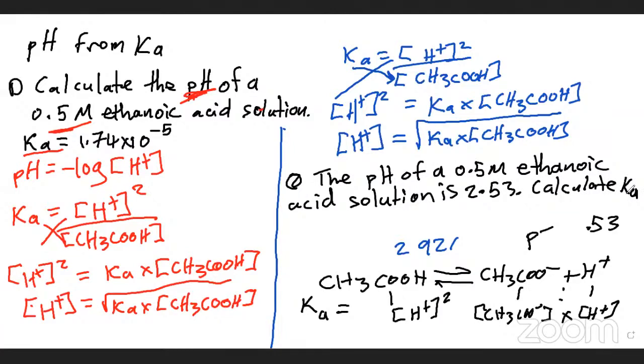All right, so the pH of a 0.5 moles per dm cubed methanoic acid solution is 2.53. Calculate Ka. In question one, we gave you Ka and the concentration and asked you for pH. This time around, I gave you the pH and the concentration and ask you to find Ka. So this is the approach now.